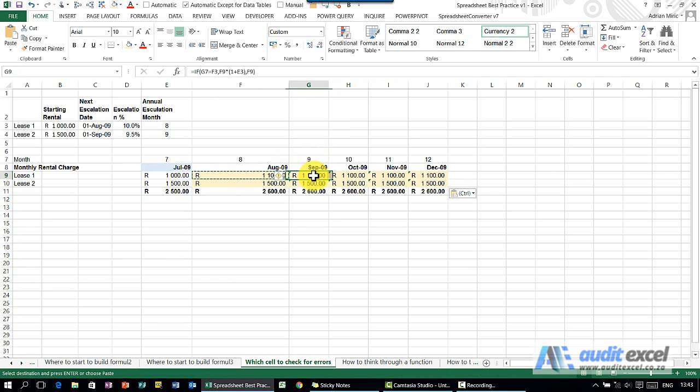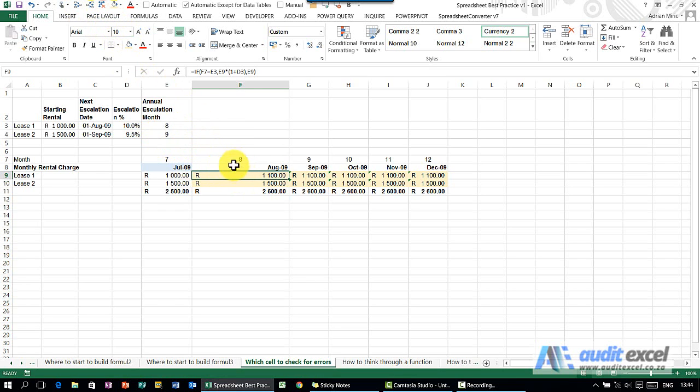So that looks fine, but here I can see the escalation is 9 in month 9, and yet we haven't escalated. So what's the problem? Why is that not working? What most people then do is they go to this first cell again, and they start looking at it, and it seems to make sense, and they struggle through to try and figure out what's wrong.